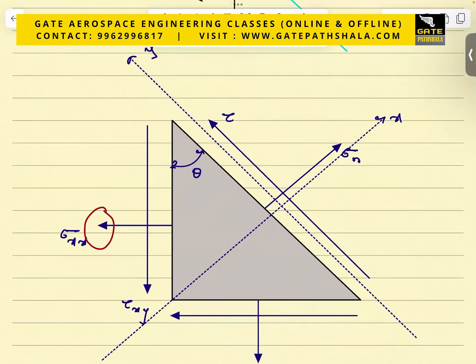Now the first resolution will come from sigma xx. Observe this. Now I will resolve along the x direction, I mean along this line and perpendicular to this line. Now you have to tell me which angle is theta here. Don't make any mistake. Either this angle is theta or this angle is theta. I'll give you the options. These one, these two. Tell me the angle.